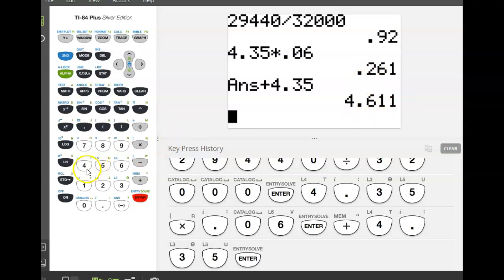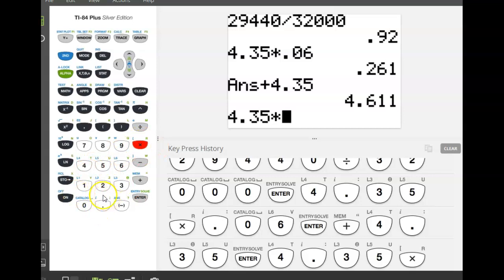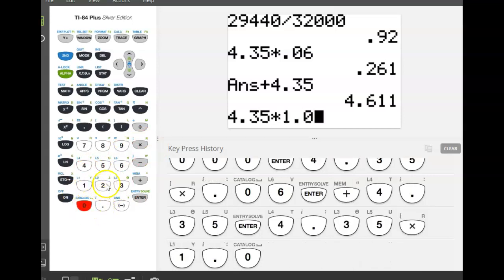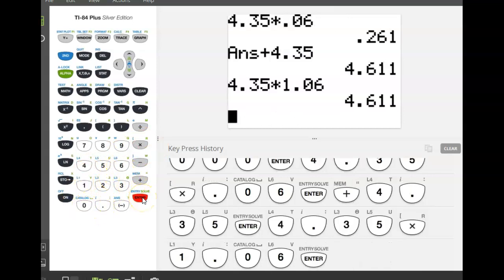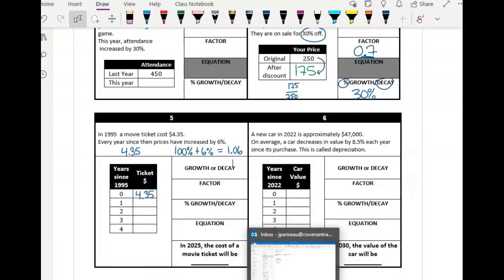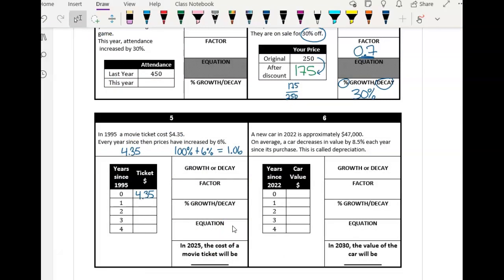All right, now let's take a look. What would have happened if I just did $4.35 times 1.06? I get the same answer. The reason this is helpful to understand is that now I don't have to find the new price by finding 6% and going back and adding it. If we understand that we're increasing it, we're paying over that original price. We're paying 100% plus 6% more.